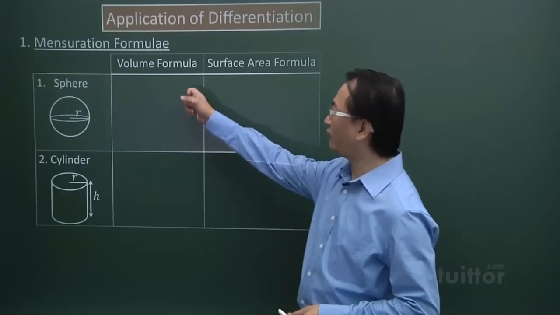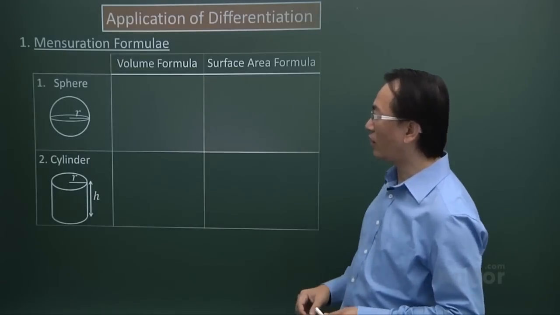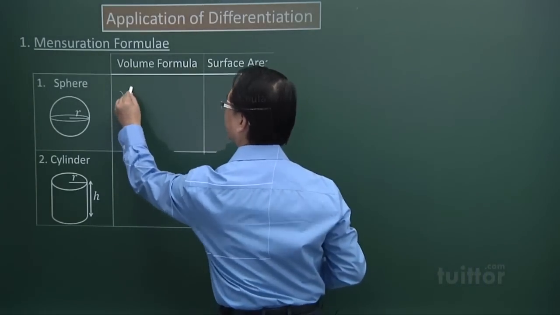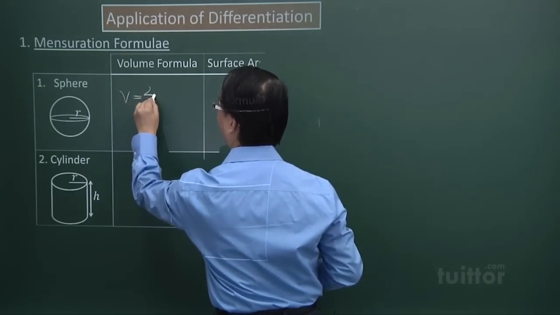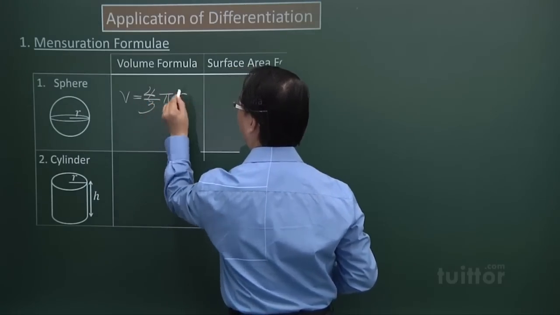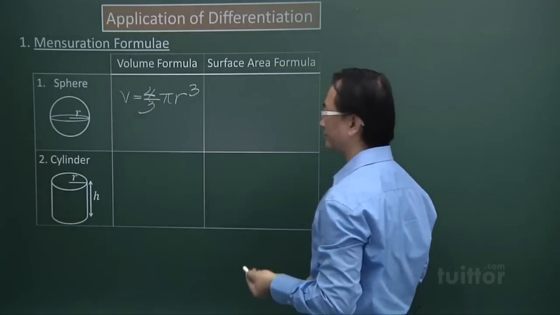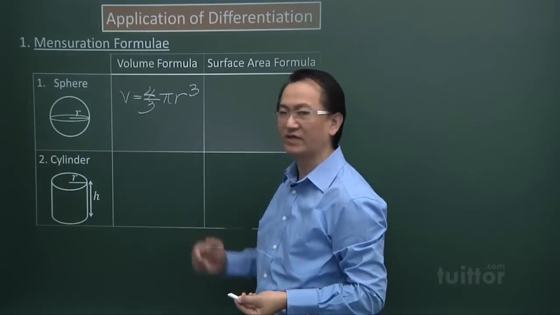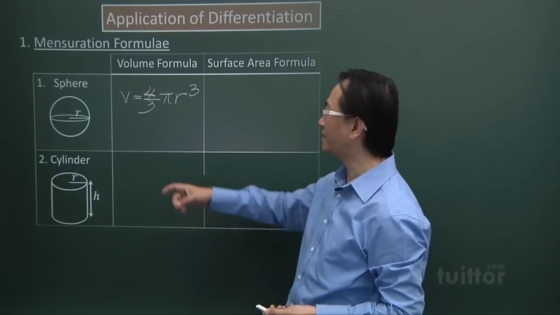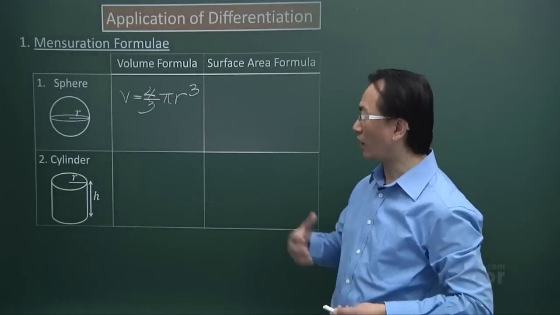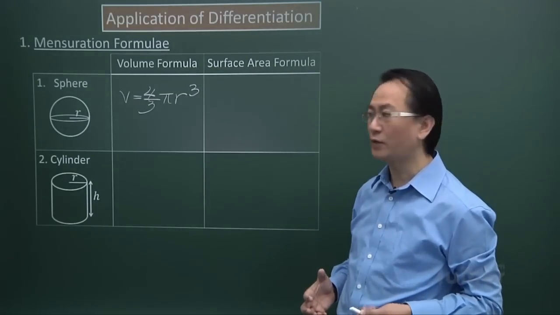Well, the formula for the volume of a sphere would be 4/3 pi r cubed. Of course, if I'm looking at half of the sphere, then I'll just divide this expression by 2. So I'll get 2/3 pi r cubed.